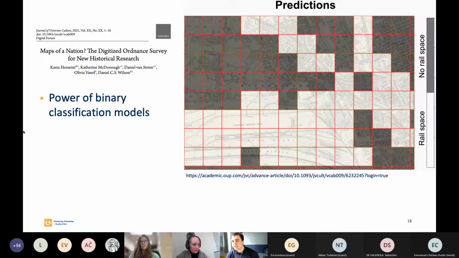And here you can see the results, and what they in fact could do with this new model is identify railway infrastructure in these maps, and therefore also chart the development of railway infrastructure over time in the UK. I think that's in general a very good idea. These computer vision models are very good at binary tasks, so saying if something is A or B. So I think this is a very good application of them.